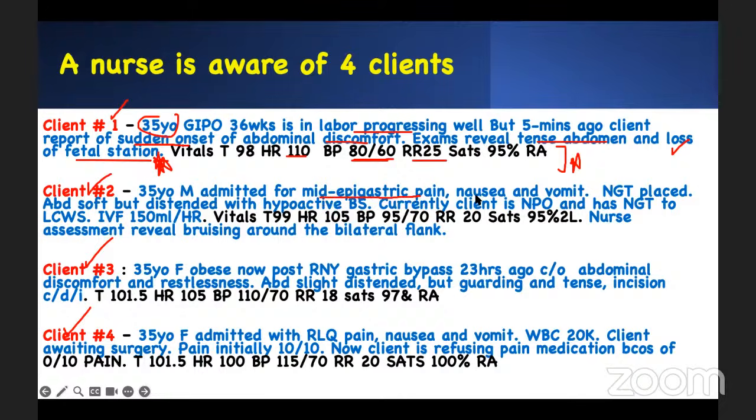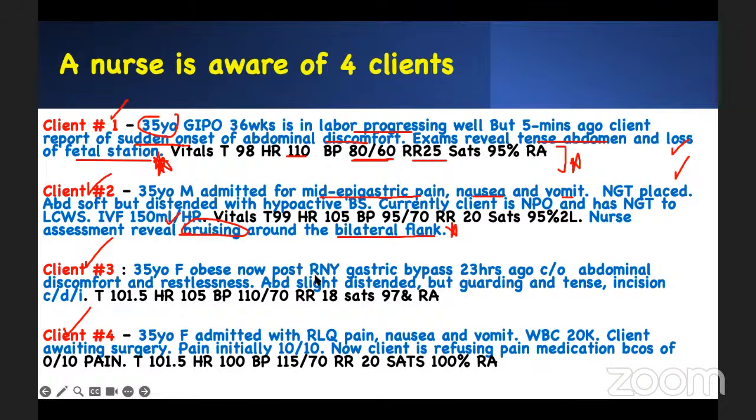Mid-epigastric pain, nausea and vomit. NG tube is in place. Signs of ileus, hypoactive bowel sound, receiving a lot of fluid. All of a sudden, bruising around the flank area. What do you think is that? Bruising around the flank area, bilateral flank area. Did you figure out what is wrong with number 2?